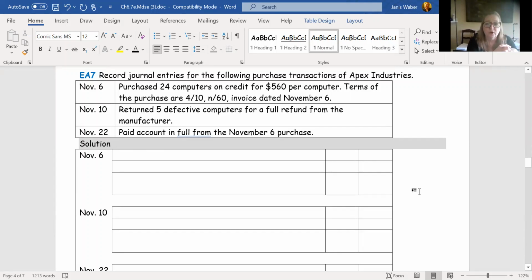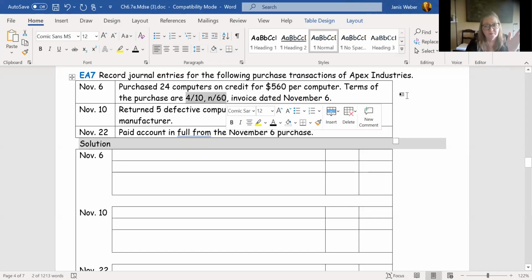This one, we purchased 24 computers on credit for $560 with terms 4/10, net 60, invoice date November 6th. So again, this is a 4% discount if paid within 10 days, or just pay the net within 60 days at least. They can change up the terms anytime they want to by just changing those numbers in the statement of the terms. This is the seller's perspective. The seller's always the one that sets the terms and the transportation terms too. So the seller says, I'll give you 4% off if you pay within 10 days, or at least pay the net by the 60 days.